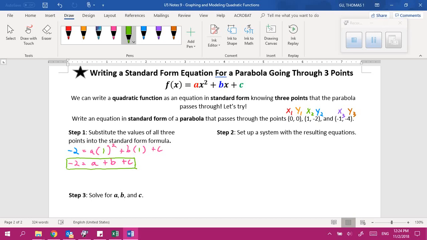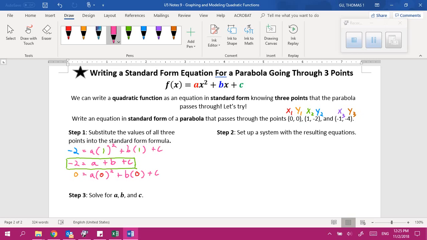So now we're going to go to another point. We're going to repeat this process for all 3 points until we have 3 different equations. So which point do you want to use next? Which one? 0, 0 or negative 1, negative 4? 0, 0, okay. So if I were going to write the equation for 0, 0, what would it look like? 0 equals a parentheses 0 squared, right? Plus b parentheses 0 squared. Plus b times 0, right? Plus c, right? Okay, we got to simplify this.